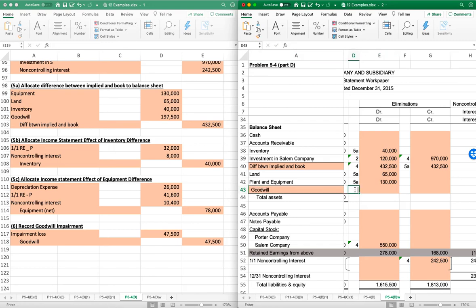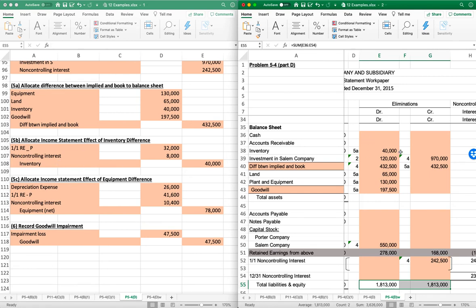And we are going to add that in for $197,500. Now we haven't checked in for a while. We've done a few entries, but our balance sheet still balances, so it looks like we haven't made any errors yet. Okay, now we're going to do our adjusting entries here to these allocations.